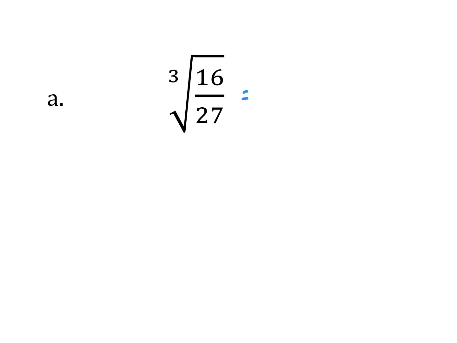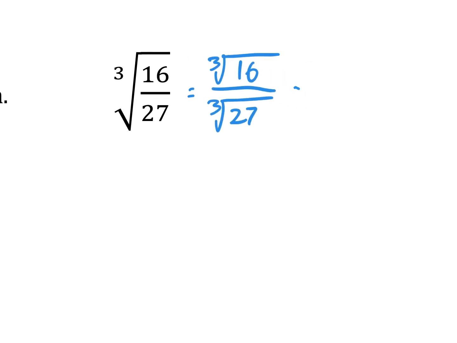Well, the answer is no. There is no common factor for 16 or 27. So we are just going to simplify those. Well, we know the cube root of 27, that is 3. Now we don't know the cube root of 16, so we got to break this up.